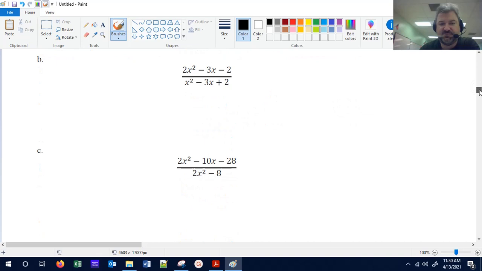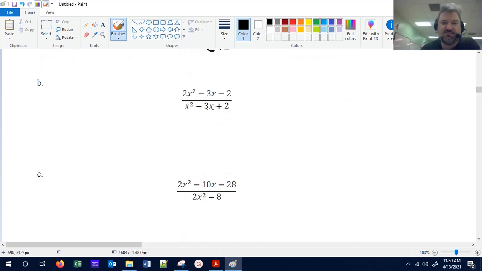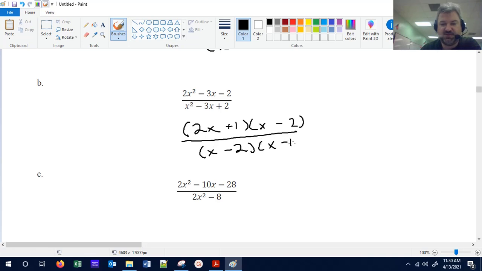All right, let's try this one. 2x squared minus 3x minus 2 over x squared minus 3x plus 2. I'll factor the numerator. And I think I'll make that a minus 2 and a plus 1. That would give me a negative 4x plus 1x is a negative 3x. Then in the denominator, I have x minus 2 and x minus 1.